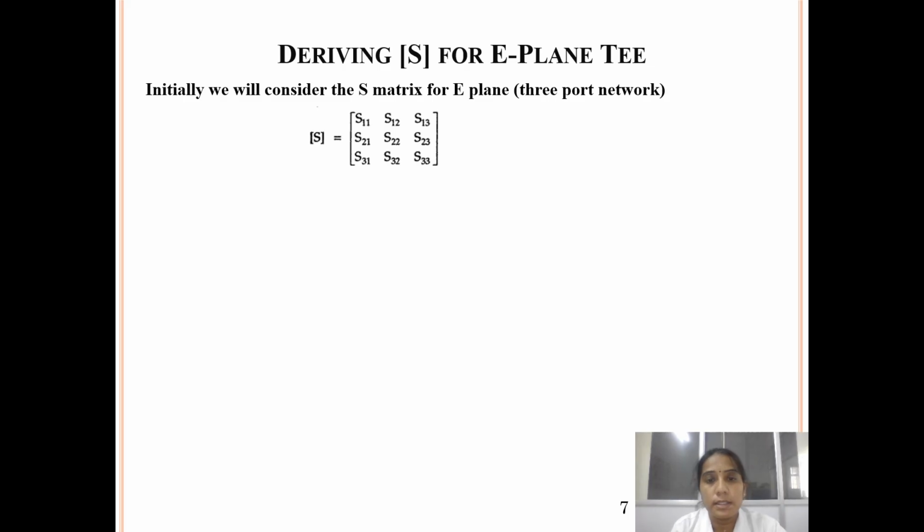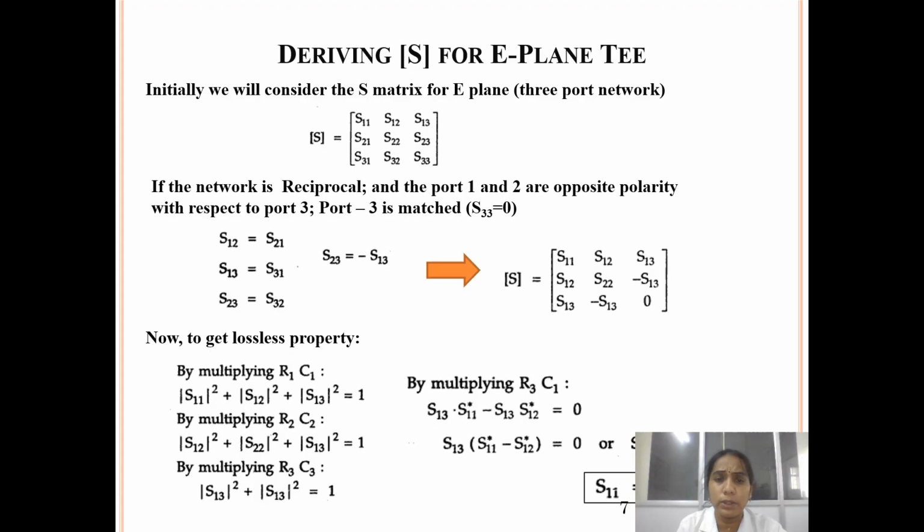So now let us consider the S matrix for the E-plane T. As shown in the figure, it will be a 3 by 3 matrix. The components of the S matrix are represented as S11, S12, S13, and in the second row S21, S22, S23, and in the third row S31, S32, and S33. For this matrix, we are applying three conditions. One is the reciprocal property, another is the matched network property, and the third is the characteristic of the E-plane T, that is S23 is equal to minus S13.